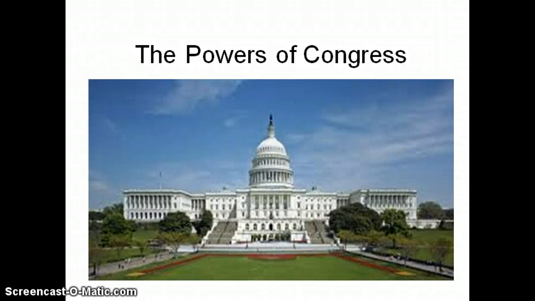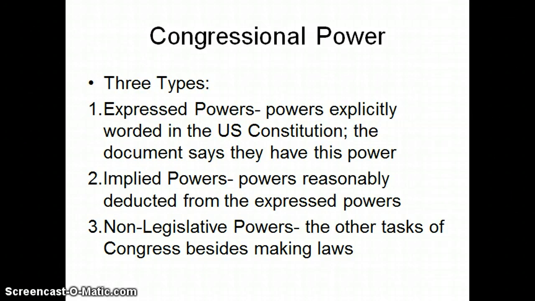Today we're going to look at the powers of Congress. There's three types of powers in Congress. The express powers, which are powers that are written in the Constitution. The implied powers, which are powers that are deduced from the express powers. And the non-legislative powers, which lay out the tasks that Congress does besides actually making laws.